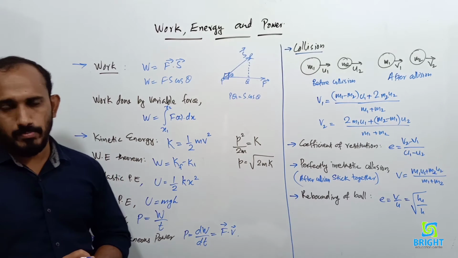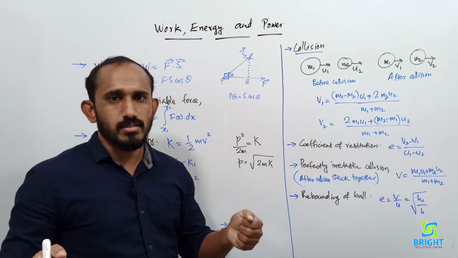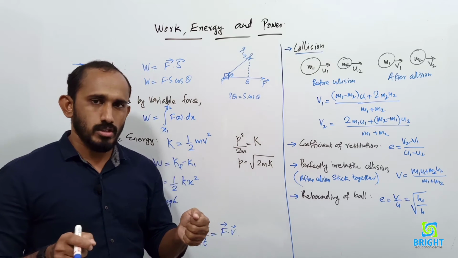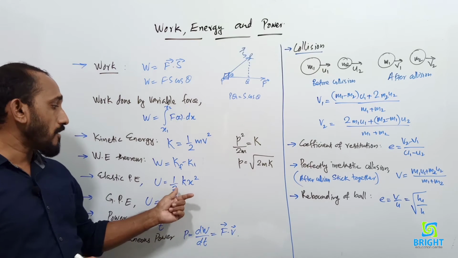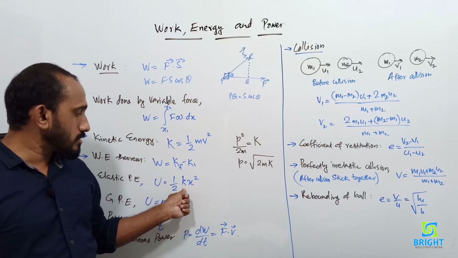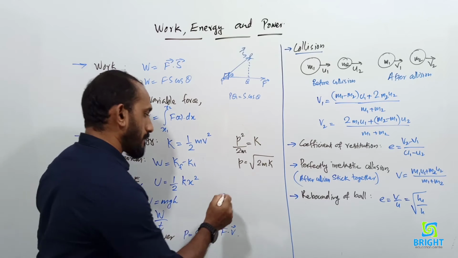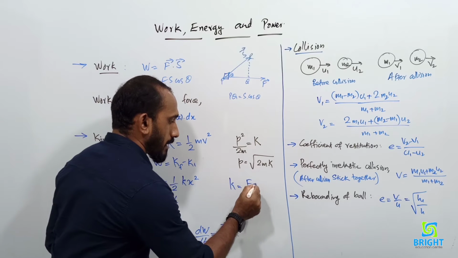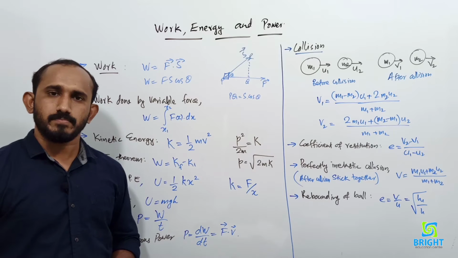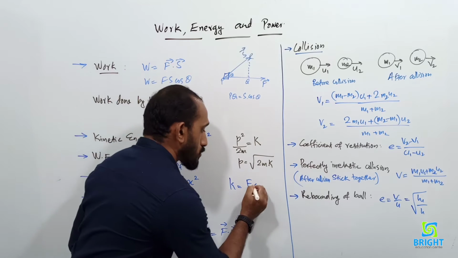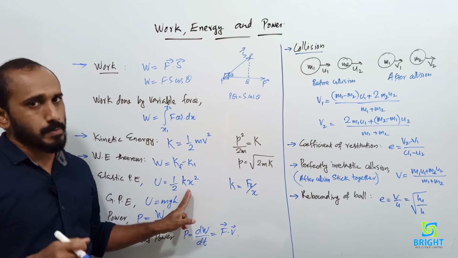Elastic potential energy. If you stretch a spring, then the work done to stretch it against the spring force is stored as the potential energy of the spring. That is equal to half kx squared, where this small k is called the spring constant of the spring. So k is given by spring force by displacement, F by x. This F is the spring force. Half kx squared will give you the elastic potential energy.